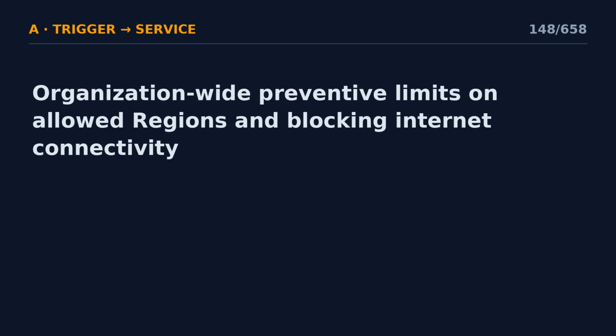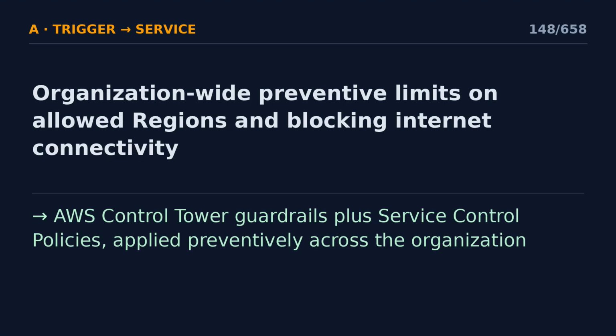Organization-wide preventive limits on allowed regions and blocking internet connectivity. Answer: AWS Control Tower guardrails plus service control policies applied preventively across the organization.